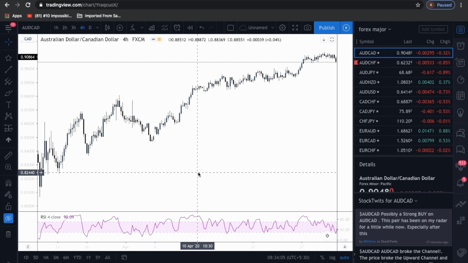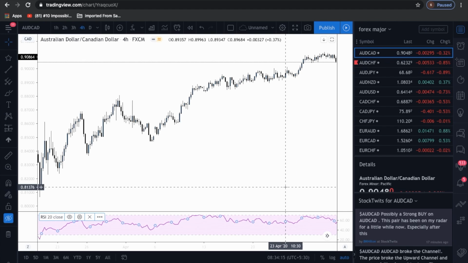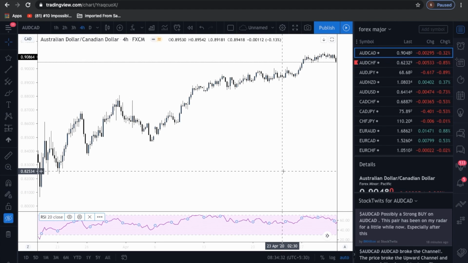On the other hand, when we increase the period, let us keep the period of the RSI to 20. When we increase the period of the RSI, the indicator will become much less sensitive to the price movement and we will get fewer setups but more reliable ones.